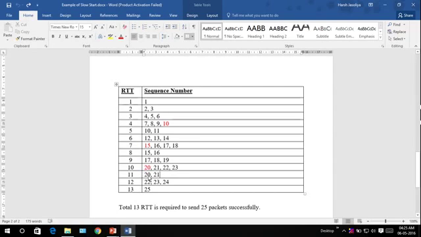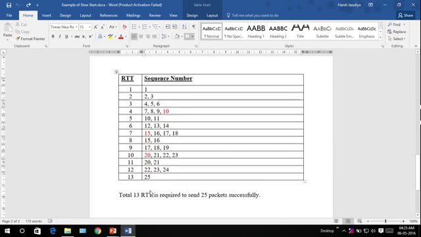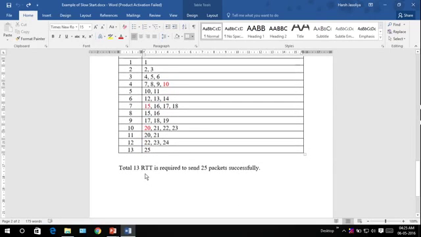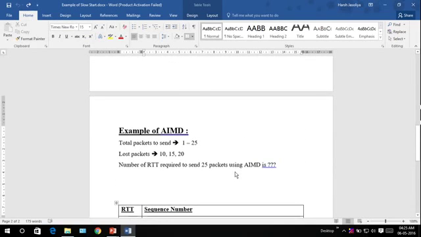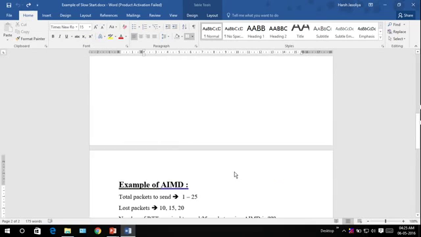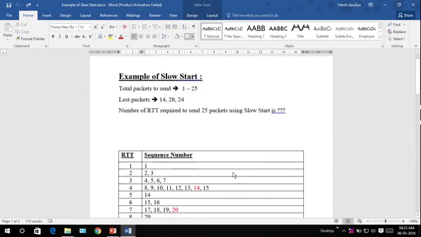Then we continue increasing additively, so 22, 23 and 24. Then we would send 4 packets, but we are left with only one packet, 25. So on the 13th RTT we send only the 25th packet. So that is the total RTT required for 25 packets. We can see that the slow start algorithm is a little better than AIMD.